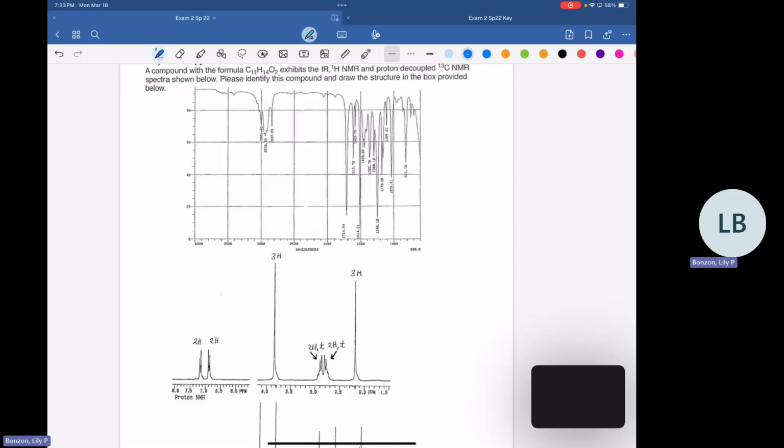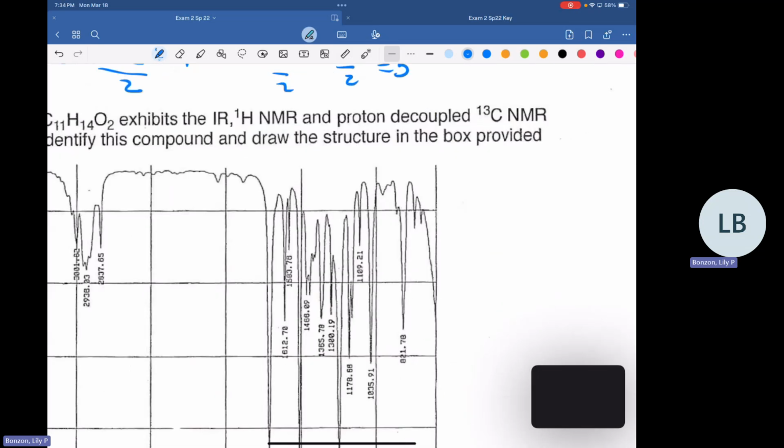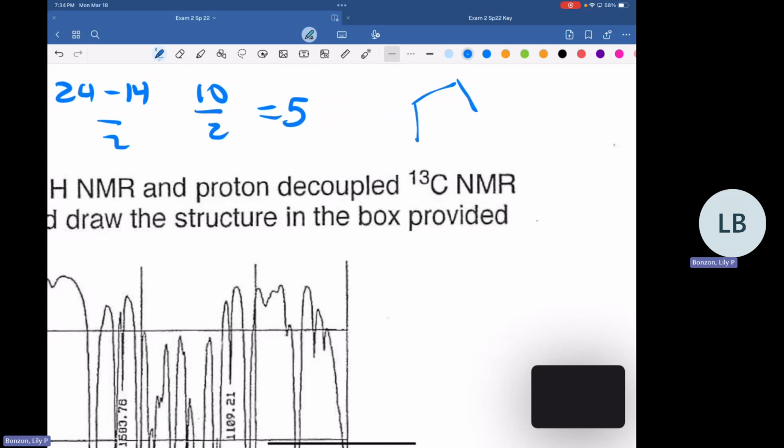Okay, all right. So remember, first step, we want to do our unsaturations. So we've got 2 times 11 plus 2 minus 14. So just 2 times carbon plus 2 minus hydrogens all over 2. So that's going to be 22 plus 2, 24 minus 14 over 2. 10 over 2 is going to give us 5. So again, remember, whenever you have something that's 5 or more, like 99.999%, it's going to be a benzene.